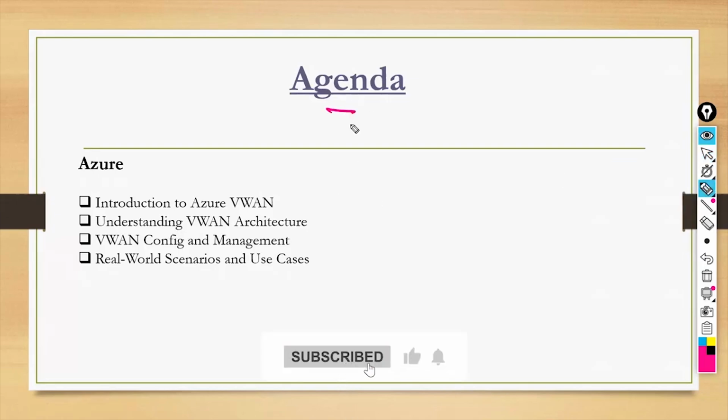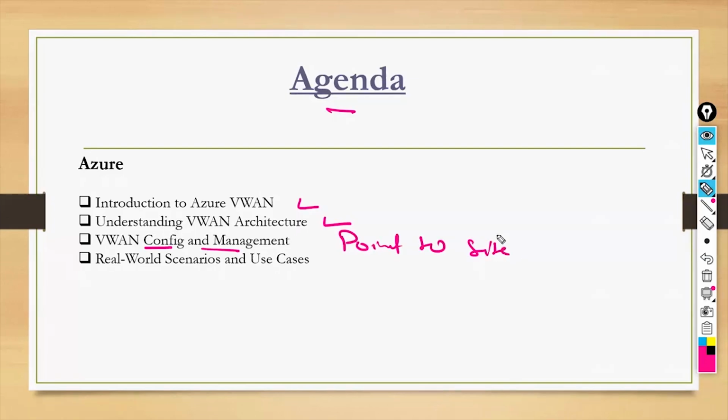So for the agenda today, we are going to see what Azure VWAN is, and what it means to have Azure VWAN in place in your organization. What is the architecture of that VWAN? And then we are going to see the configuration and management of that VWAN as well. We are going to configure point to site using that VWAN, and we are going to test our connectivity from the external world or within that Azure environment as well.